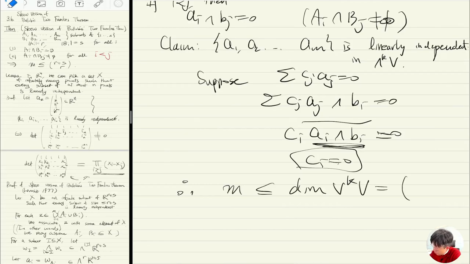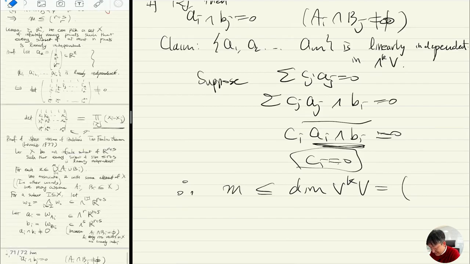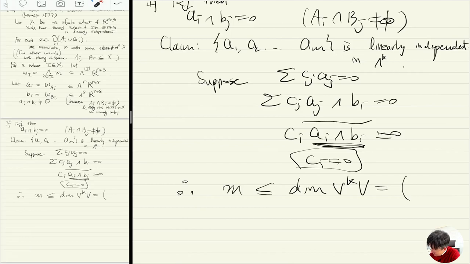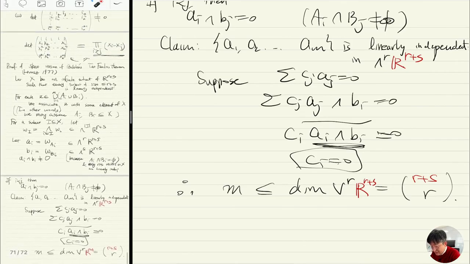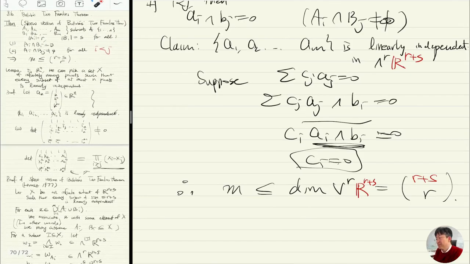So what is the dimension? It's r plus s choose r. All right, so that proves the skew version of Bollobás's two families theorem. So this is the skew proof. As soon as we use the wedge product, this is immediately true.